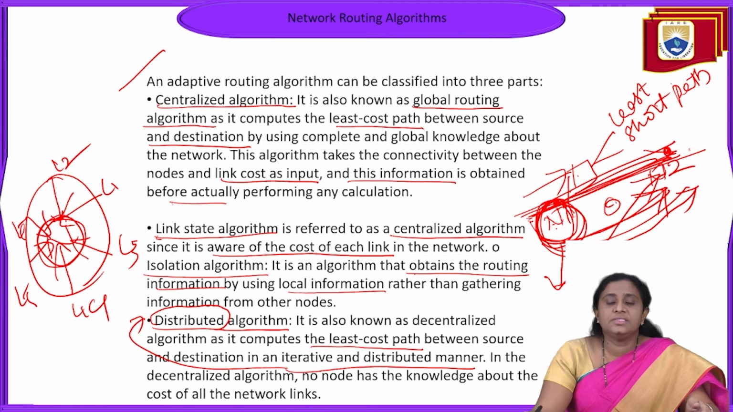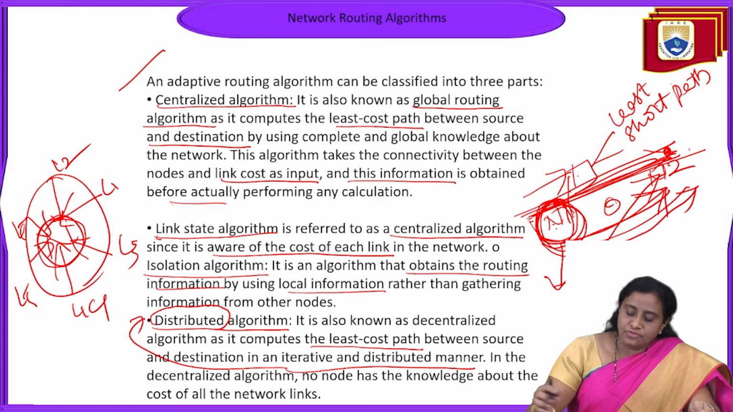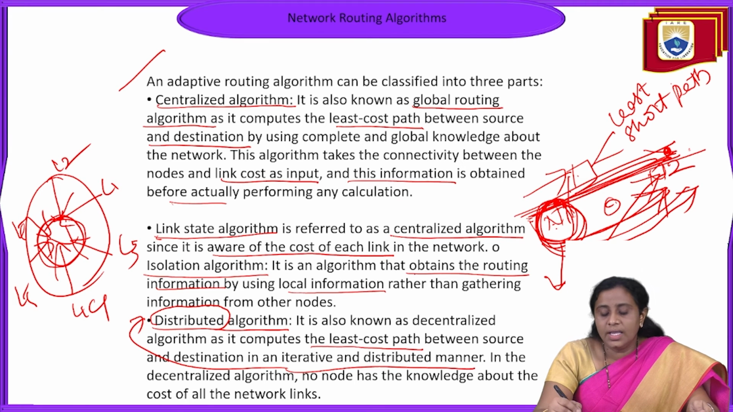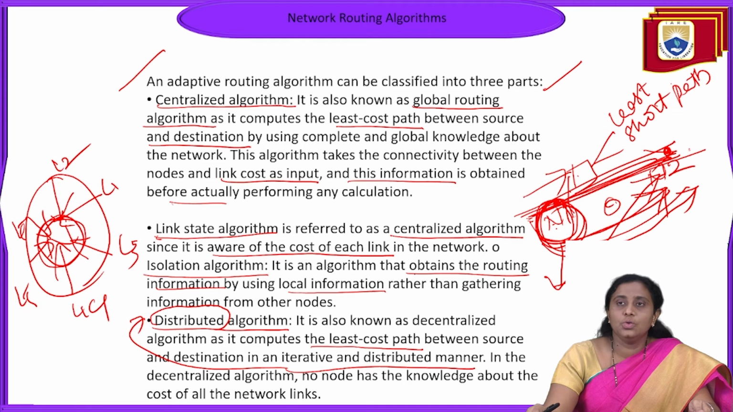These are all the points they don't have an idea about. They did not hold any such type of knowledge about the costing of all the network links under this distributed algorithm. So again, I need to review that adaptive routing algorithms can be classified into three types.